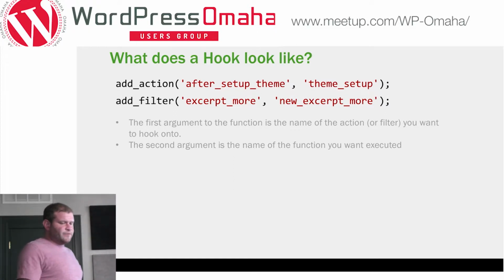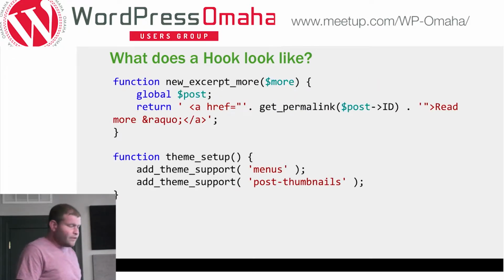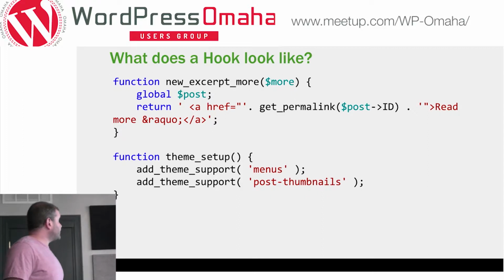The filter excerpt more is a way to control the markup and copy that appears when someone calls the excerpt or the content, and that gets appended to the output. So yeah, these are two simple little examples of those functions. With new excerpt more, you can see I wanted to format it with a raquo apparently, and that wasn't default at the time.